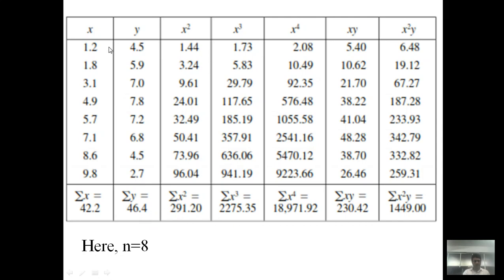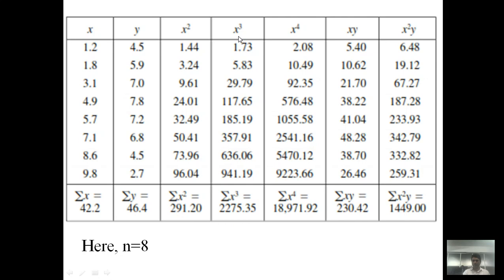X square is nothing, just the square of each and every element of the first column, substituted in the respective cell. So 1.2 square is 1.44, 1.8 square is 3.24, and so on, 9.8 square is 96.04, and the sum of this third column gives the sum of x square, that is 291.2.